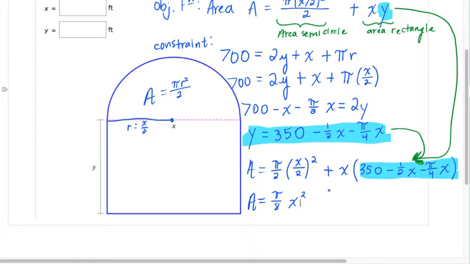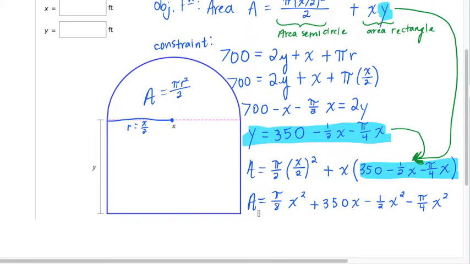That's much easier to differentiate than trying to use quotient or product and chain rule. That's not necessary. So keep simplifying until we differentiate. Here, let's distribute the x. So we'll have plus 350x minus 1/2 x squared minus pi over 4 x squared. You could combine those two terms if you want, but this is not too bad to differentiate.